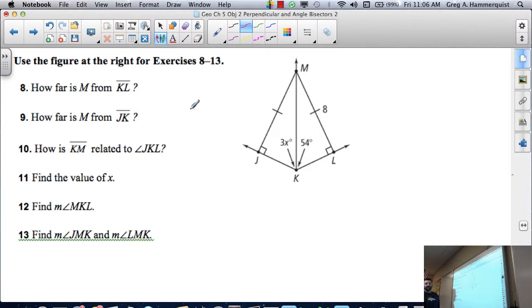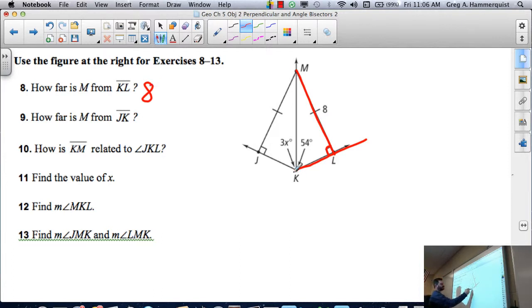Well, again, remember, distance from a point to a line is always found on the segment that's perpendicular to it. And so if we look at line KL, we've got this segment from point M that's perpendicular to KL, and that should give us a distance, and that's marked already as 8. So how far is M from KL? That is 8.